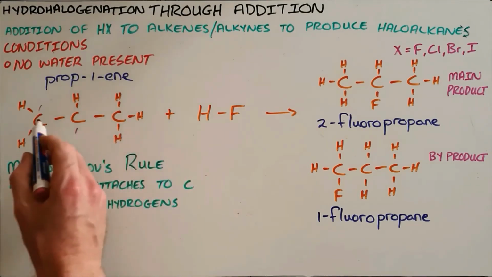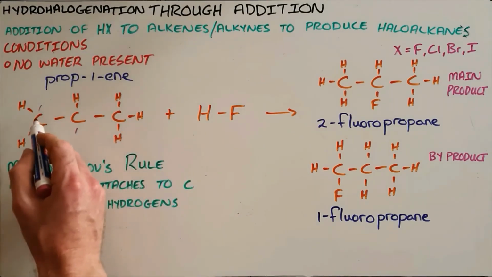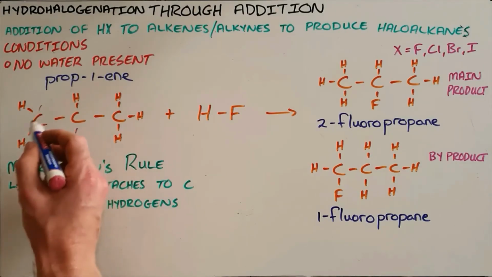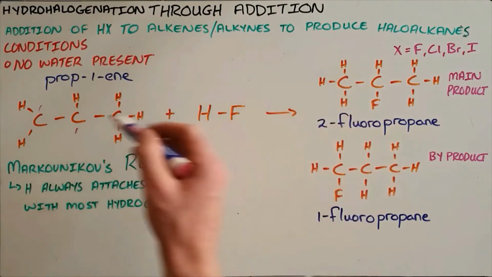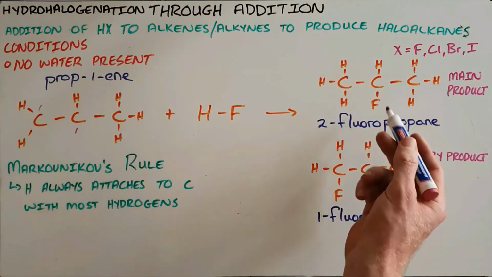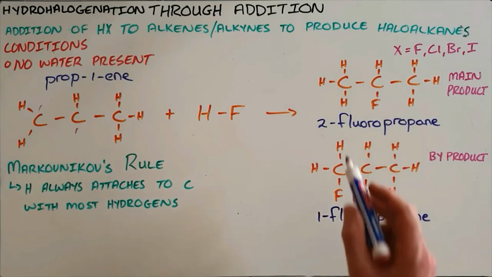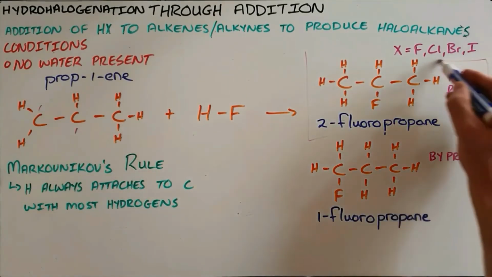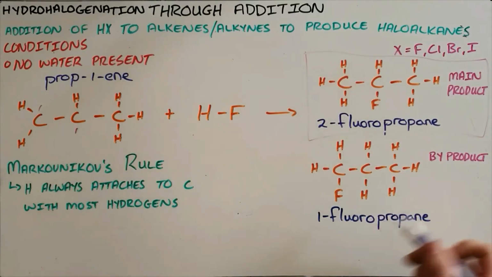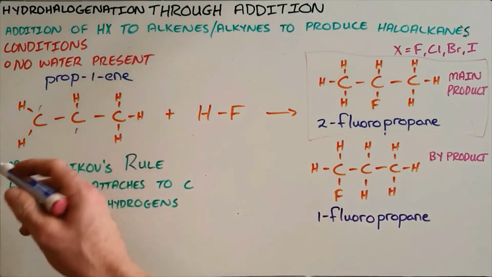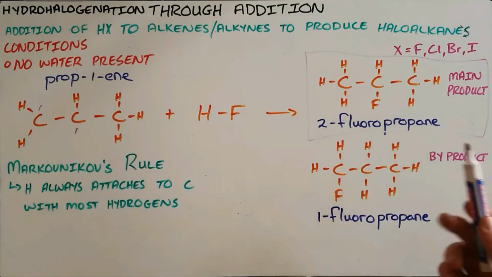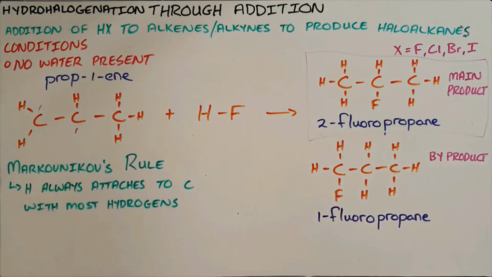So in this case, we can see that the first carbon already has 2 hydrogens, and as a result, this first carbon would gain another hydrogen, and the fluorine would then be attached to the second carbon. So we say that 2-fluoropropane is the main product, and 1-fluoropropane is a byproduct, but when writing this reaction down, we typically only show it with the main product, because that is what is given by Markovnikov's rule.